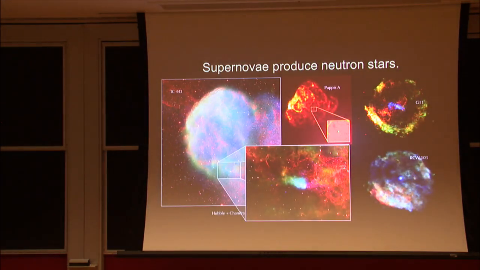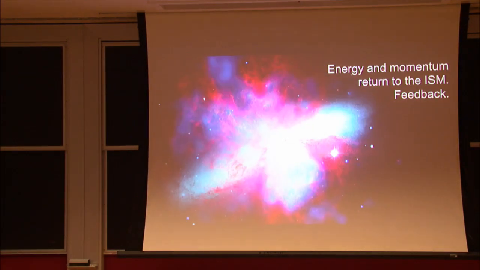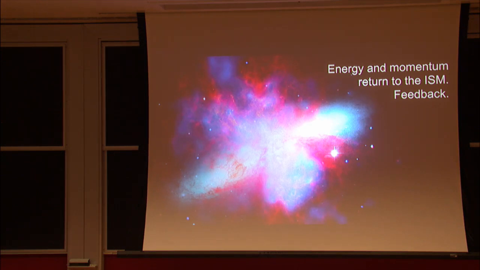Supernovae also produce neutron stars in all of their glory. And they also produce the energy and momentum returned to the ISM, which Eve and Evan and many people here are interested in, including myself, about how galaxies like the northern dwarf galaxy M82, shown here, drive large-scale outflows we think are largely a product of supernova explosions.